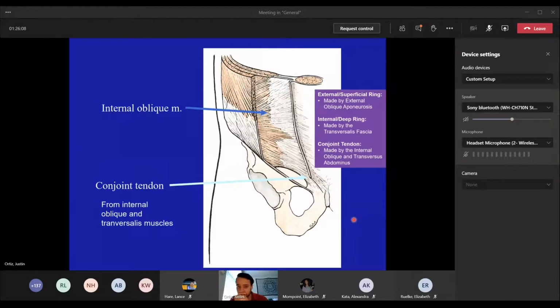Okay. Same thing here. I put this on a lot of slides just to help you remember. External ring with the external oblique aponeurosis, internal or deep ring with transversalis fascia and conjoint tendon. This is your fun math, basically, that you saw on the last slide.